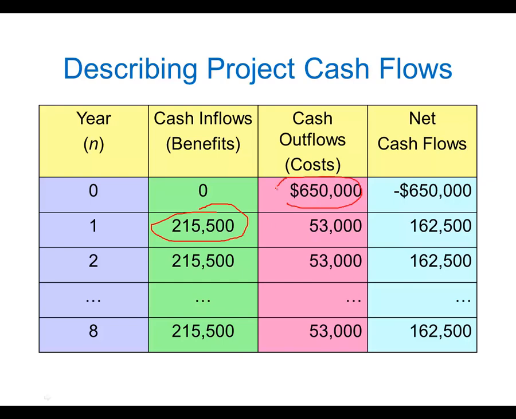We spent at the beginning $650,000, then we started spending on maintenance $53,000 each year for 8 years. So what I need to do is to understand the cash flow, and since this one is out of pocket, then I will put it in negative. This is what I paid at the beginning. Now the gain is not $215,500 because I'm paying maintenance, and the difference will be $162,500.